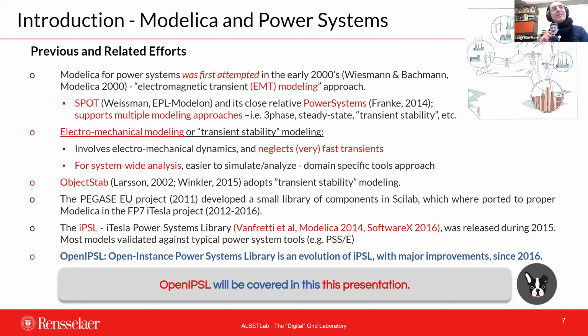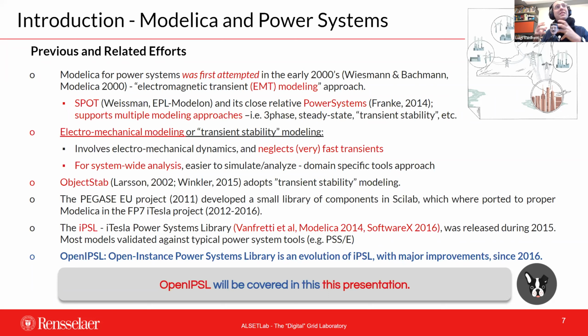The Modelica language was first established in 1996, so it's really now a mature language standard. Around the 2000s, we saw the first attempt by Weissman and Bachmann to do electromagnetic modeling. They were at ABB in Switzerland, and this resulted in the first commercial library called SPOT, and its closed relative, the open source Power Systems, in 2014.